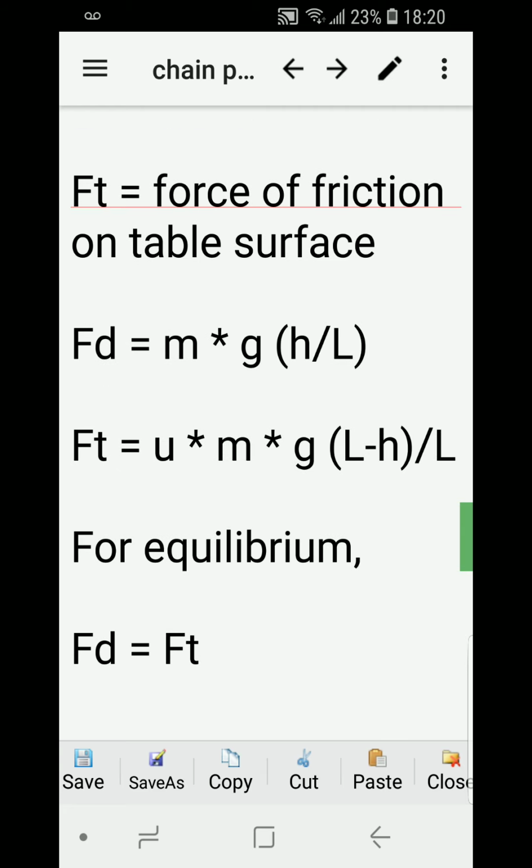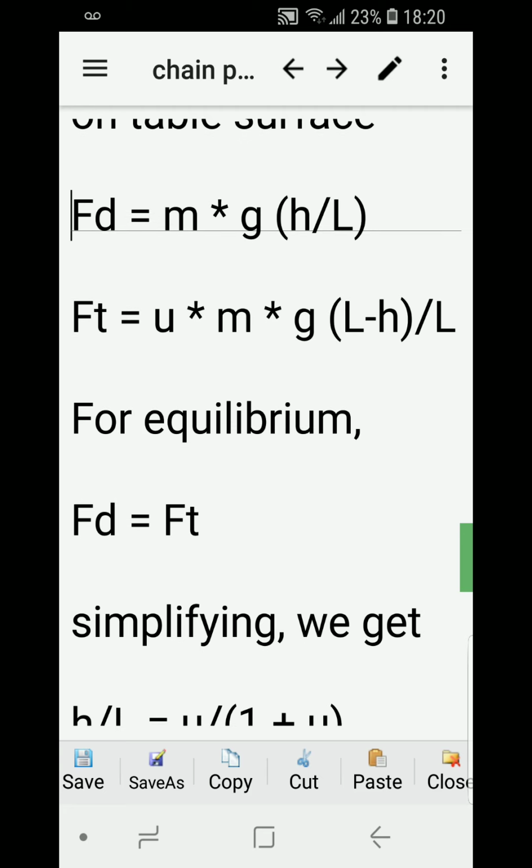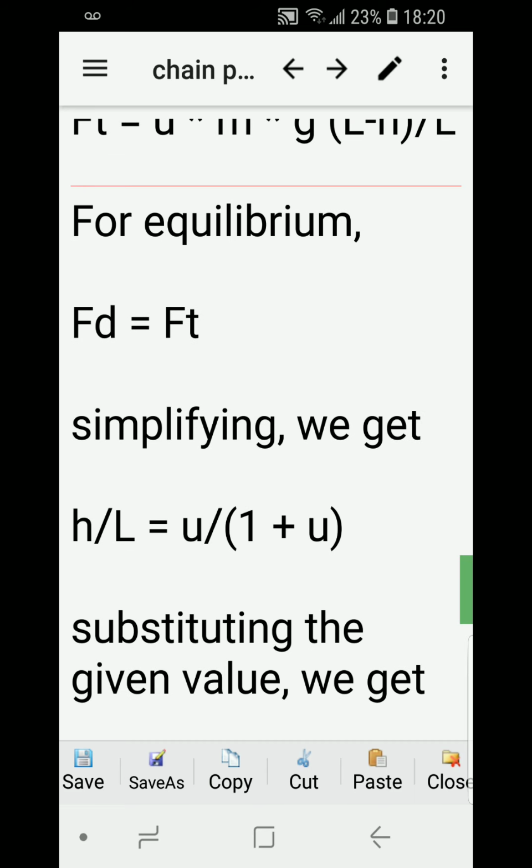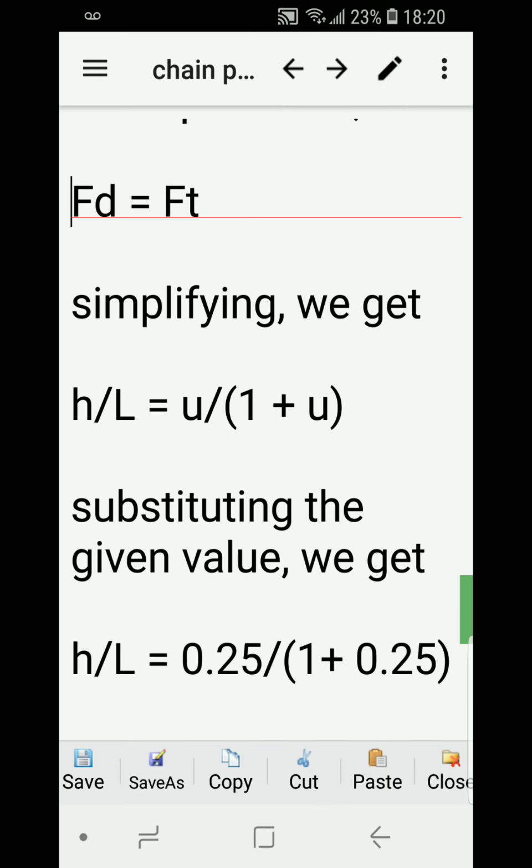So for equilibrium to take place, the two forces must be equal. So Fd equals Ft. We equate the two equations, Fd equals Ft, and then simplify. We are left with the formula H over L is equal to U over 1 plus U.